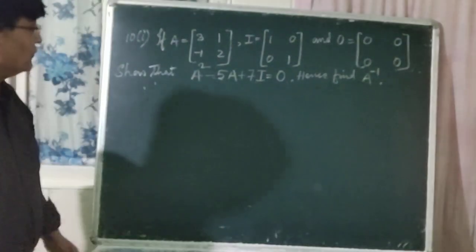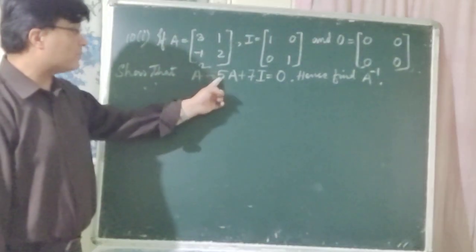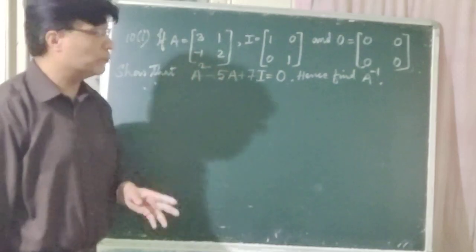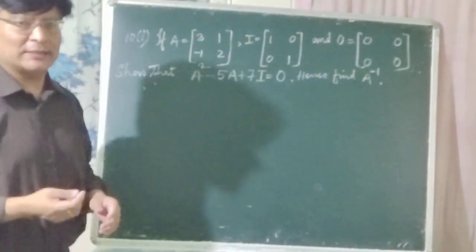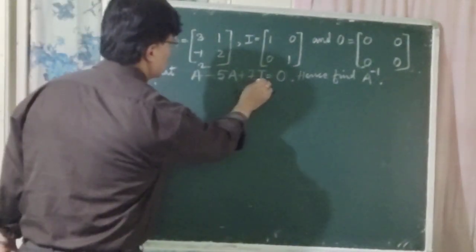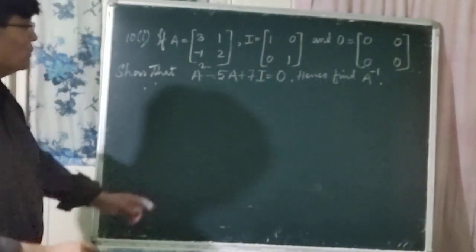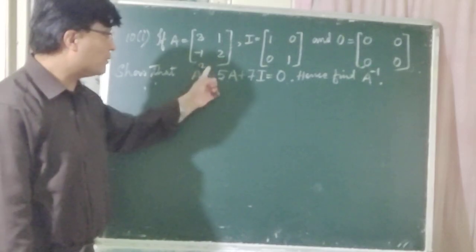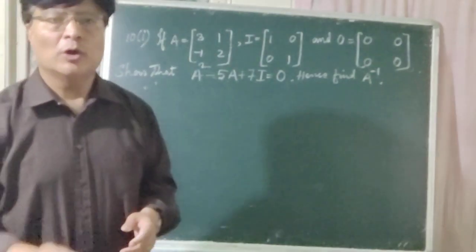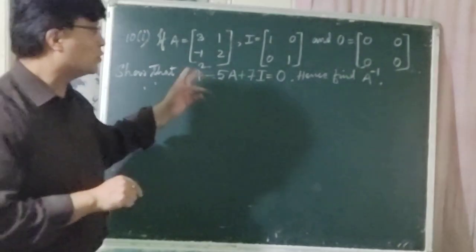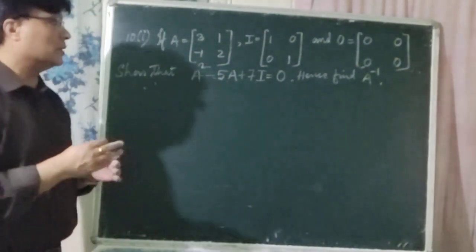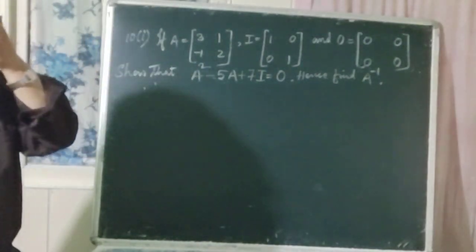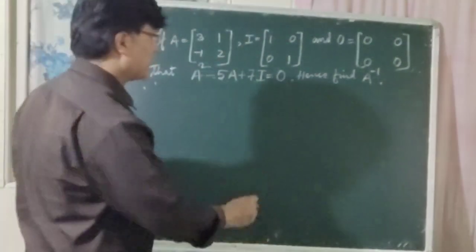We have proved the first part, that is A square minus 5A plus 7I is equal to O. Now we have to find out, hence find A inverse. That is, this relation is also used. We just proved the relation A square minus 5A plus 7I is equal to O. We will use this relation to find out the matrix A inverse. Right? So in the last online class, I told you about the properties of matrices.